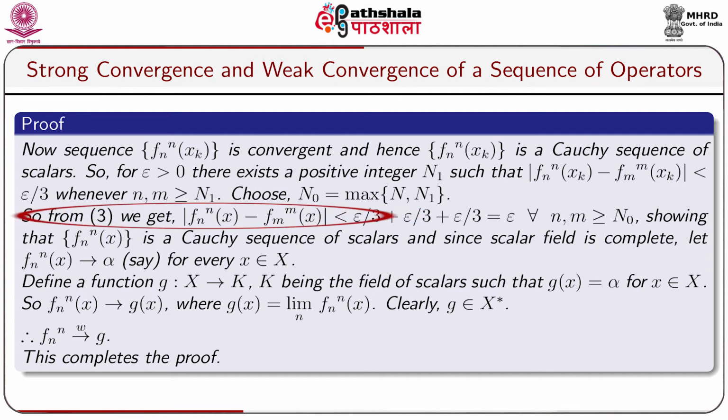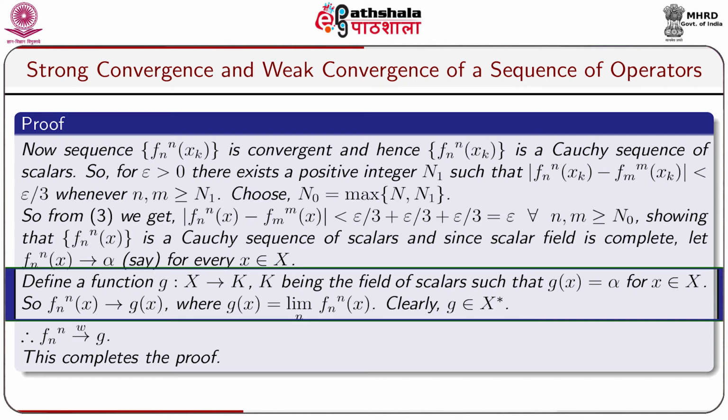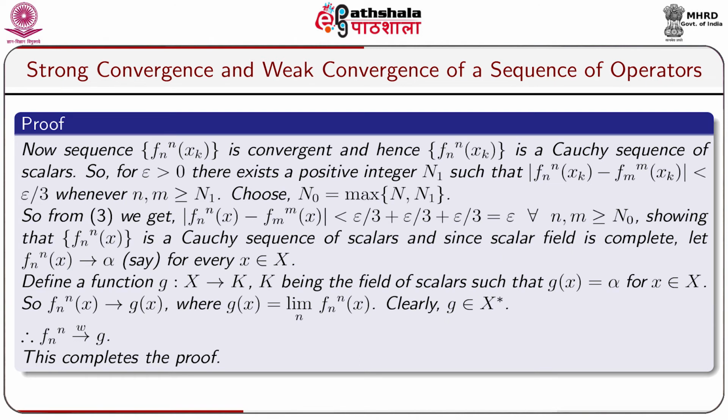So, from equation 3, we get modulus of Fn(x) minus Fm(x) is strictly less than epsilon for all n, m greater than or equal to n naught, showing that the sequence Fn(x) is a Cauchy sequence of scalars, and since the scalar field is complete, let Fn(x) go to alpha, say, for x belongs to capital X. Define a function g from X to K, K being the field of scalars, such that g(x) equals alpha for x belongs to capital X. So, Fn(x) goes to g(x), where g(x) equals limit n of Fn(x). Clearly, g belongs to X star, and it follows that Fn goes to g weakly.